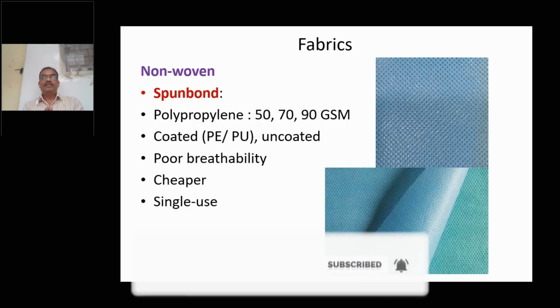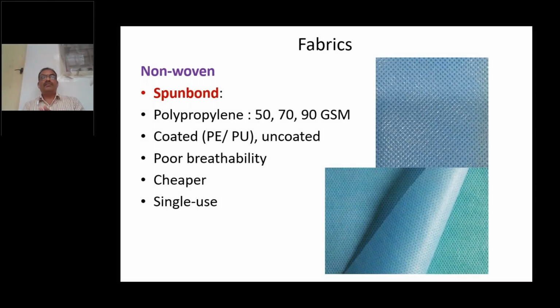The 10 GSM thick polyester, that is PE or PU film, is laminated on it to make it a coated fabric. And during stitching of the garment, that is the coverall, the coated side is kept outside because that is totally hydrophobic in nature. No liquid will pass through, giving extra protection. So that way the coveralls are made. So mostly coveralls are made with only coated fabric.